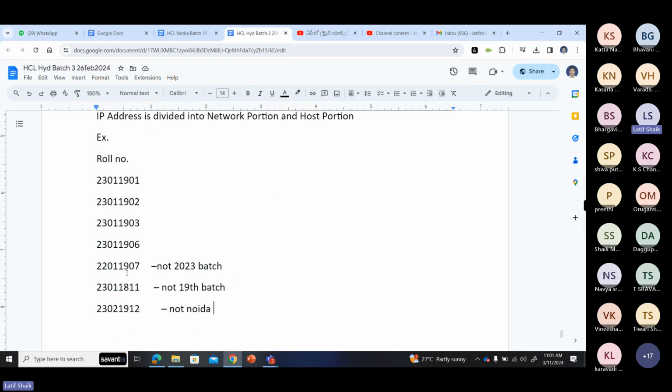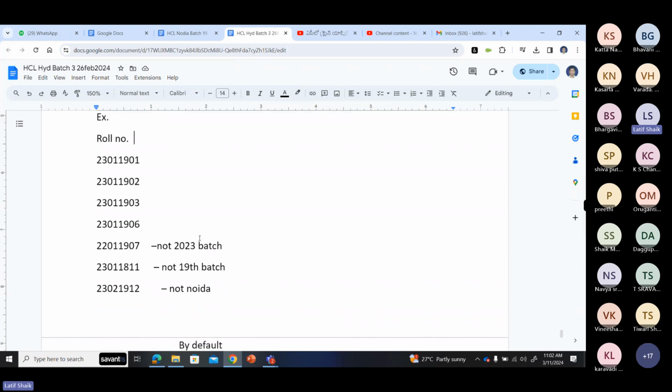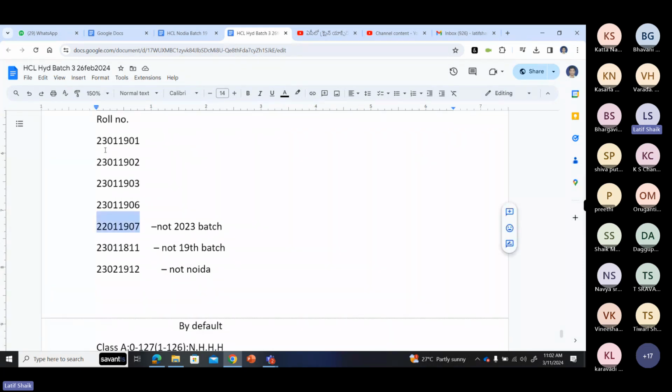I have written some roll numbers here. This is 22, this starts with 23. So this 23 represents the year, 2023. I put a year so I can recognize these people based on their roll number that they belong to 2023. But this roll number is not 2023.